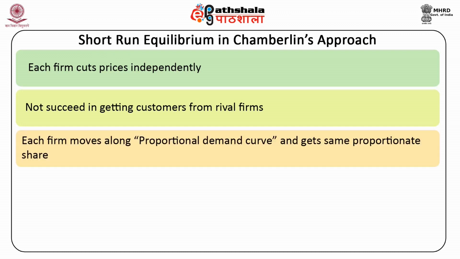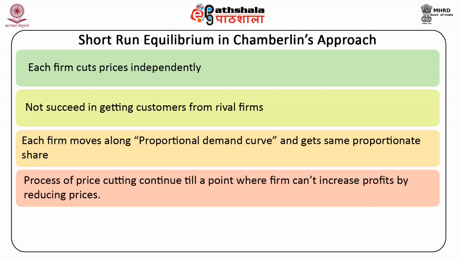As a result, each firm, instead of moving along to a point on the perceived demand curve for maximizing its profits, will land itself on the proportional demand curve, getting the same proportionate share from the increase in quantity demanded of the product at a lower price. In this way, the process of price cutting competition and sliding down of perceived demand curve on the proportional demand curve would continue until a firm has reached a point where it cannot perceive to increase its profits by reducing its price.